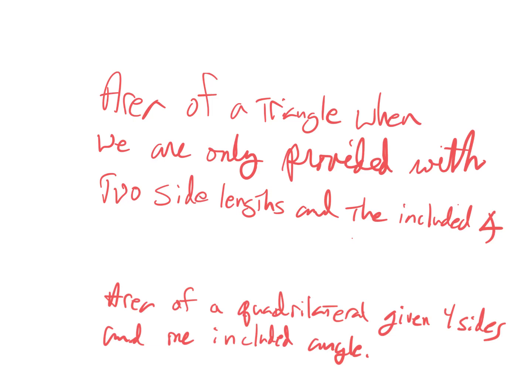Okay, so the purpose of this video is twofold. How to find the area of a triangle when we're only provided with two sides and the included angle. This is basically looking like side, angle, side, so that is a situation where we don't know the height. And then the other part of this video is to extend this: how to find the area of a quadrilateral when we're given the four sides and an included angle. And you'll see this in a minute.